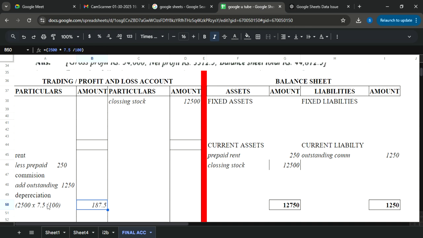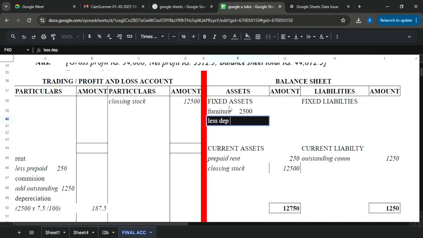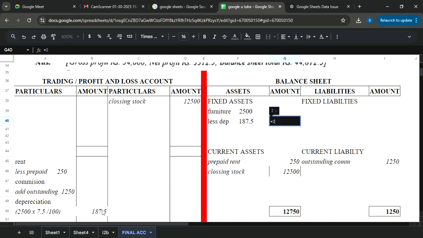In depreciation adjustment, we have learned depreciation would be calculated on the expense side and we will come over here. Here you will write furniture first. Amount of furniture was 2500 and depreciation was to be subtracted. Amount of depreciation we have calculated over here, 187.5, and finally in the main column you will write 2500 minus 187.5. Okay, we have got our final amount.